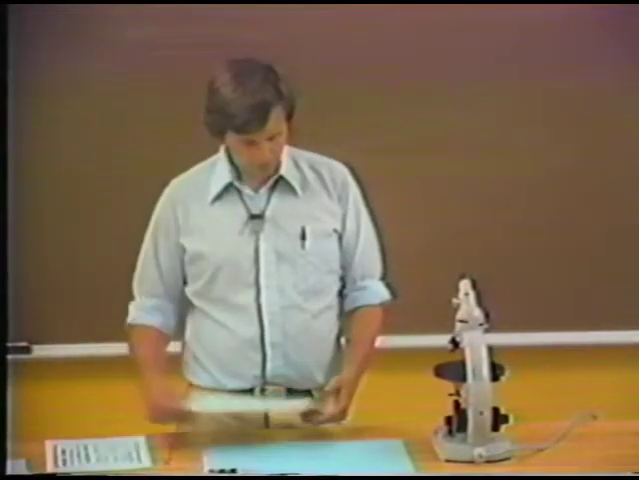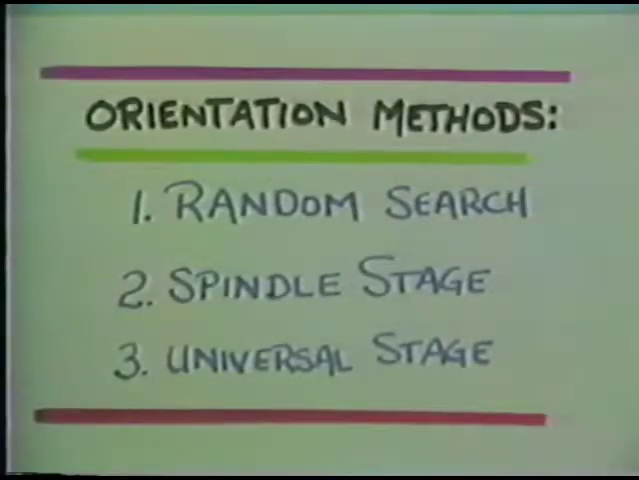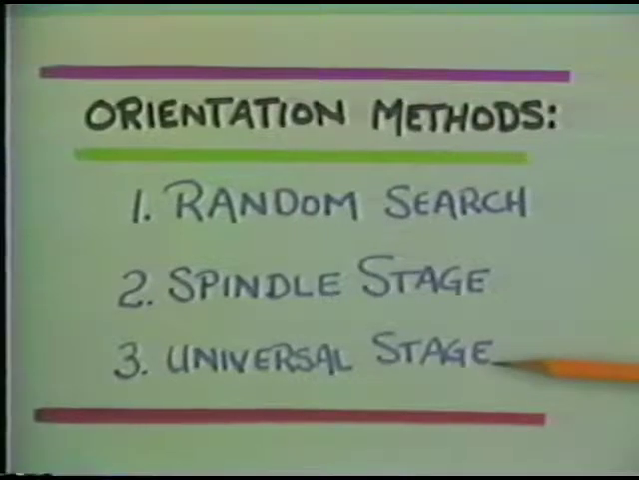Now, the methods that we can use in which to orient the O and the E ray, there really are three kinds of methods. The first kind is called a random search method, and this is the kind that we're going to emphasize. In many respects, it's the simplest kind of orientation method to use. But there are two other commonly used varieties. One is called the spindle stage, and the other is called the universal stage.